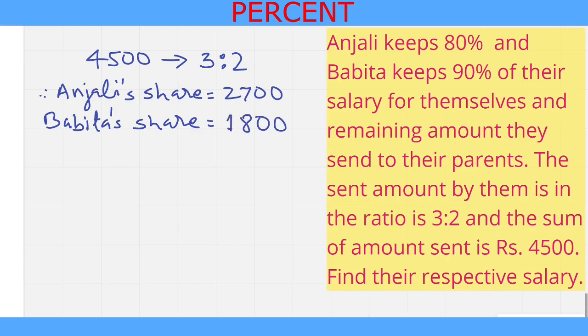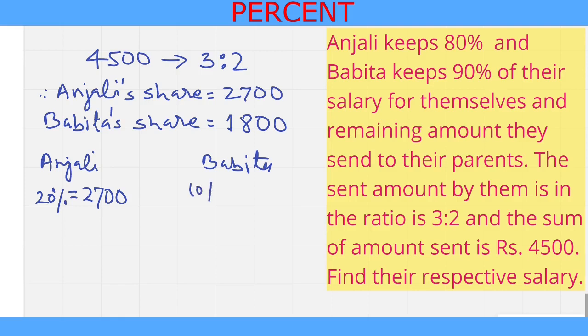Anjali spends 80% and the remaining she sends to parents, and remaining is 20%. Thus 20% equal to 2700. We make two parts, one for Babita and the other for Anjali. Anjali's amount that is sent to parents is 20%, and 20% equal to 2700. Babita keeps 90% and sends 10%. Thus 10% of Babita is equal to 1800. Now we can easily find their respective salary.